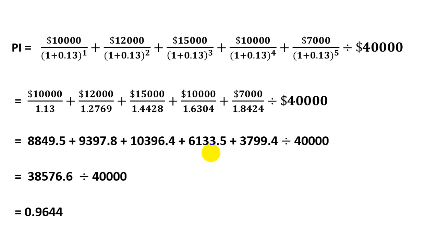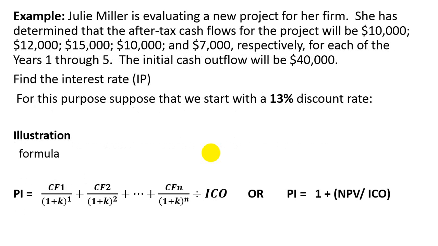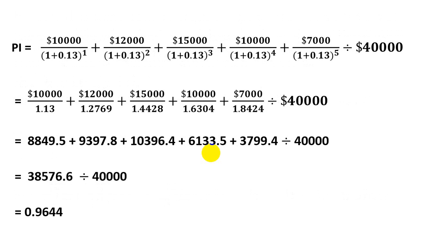So 10,000 divided by 1 plus 0.13, as per the formula 13 divided by 100, giving 0.13, as we did in the payback period. If you do remember, 12,000 divided by 1 plus 0.13 to the power of 2, up to 7,000 divided by 1 plus 0.13 to the power of 5. After the simplification, the only difference is that we are dividing by the investment, the initial cash outflow. After simplification we get these values respectively.